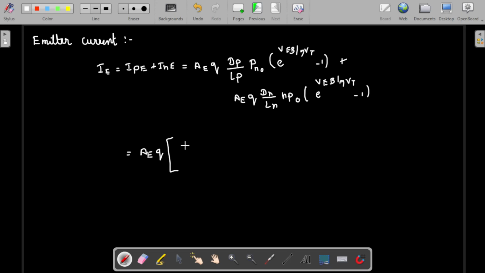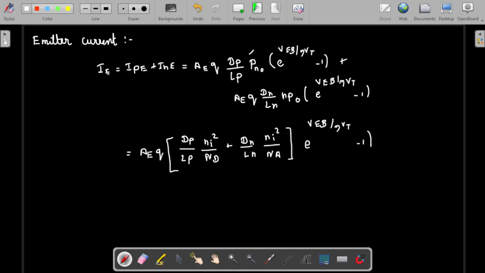Let me group the other constants, that is DP by LP times Ni square divided by Nd. This can be written like this, based on the mass action law. Then DN by LN, and this one is the same, Ni square divided by Na. So these are the charge carrier concentrations: Nd is the donor atom concentration, and Na is the acceptor concentration. The common term, e power VEB divided by eta VT minus 1, is quite constant.